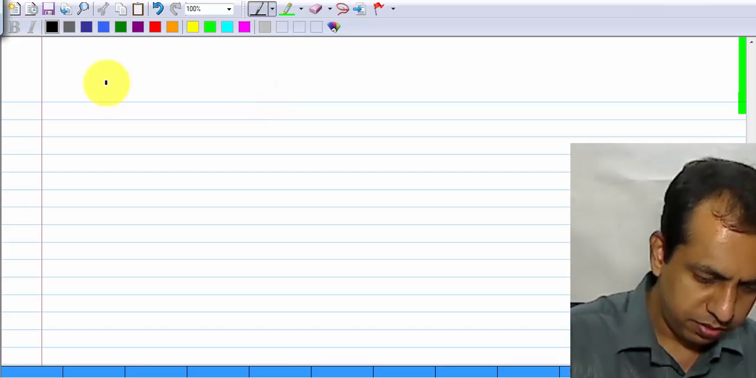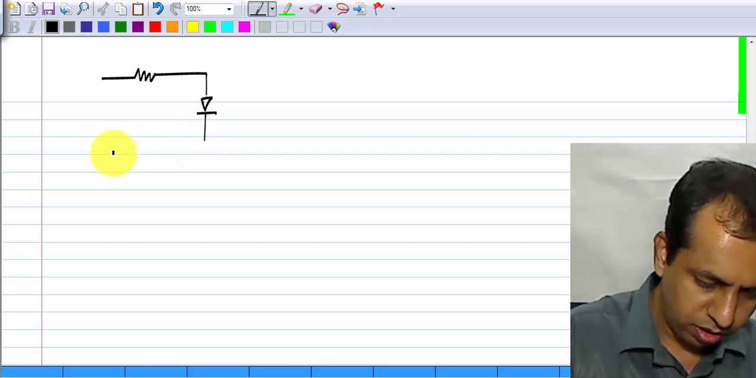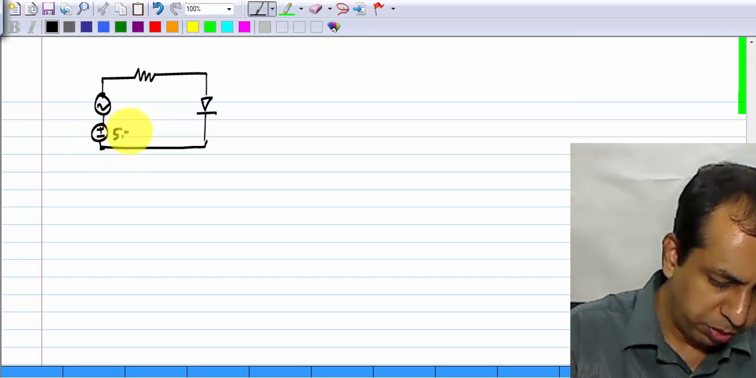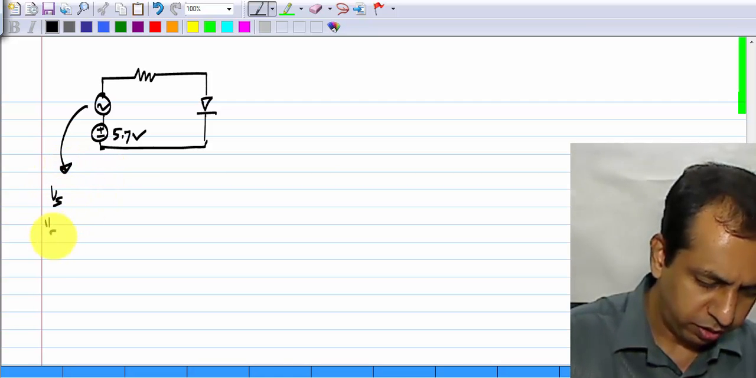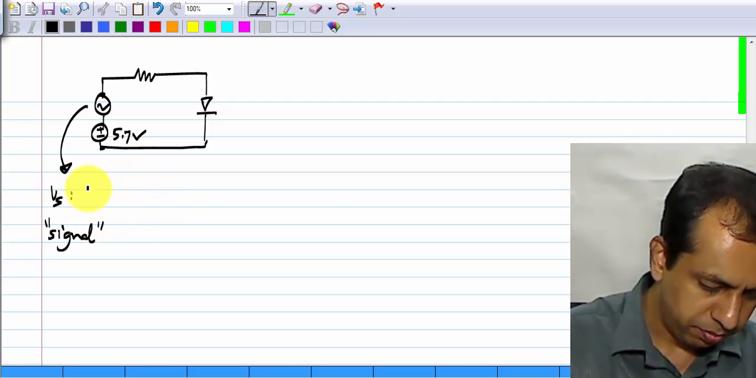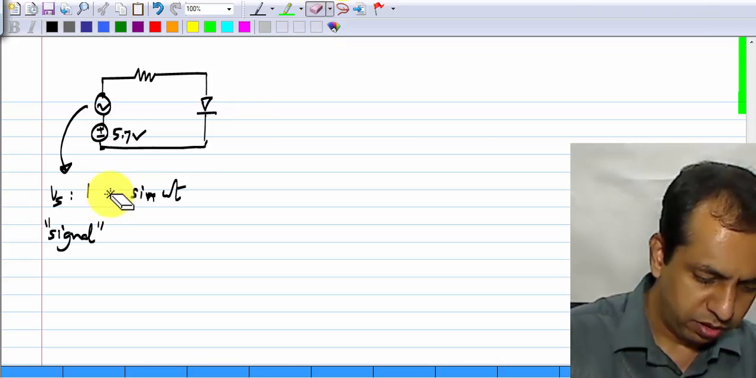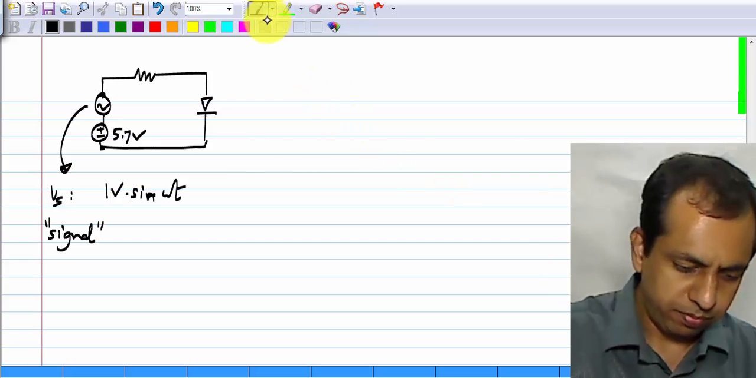So, I will show the same example with, let us say, two sources in series. So, this could be, let us say, a 5.7 volt source, and this could be a sinusoidal source, okay. This is what I call a signal. This could be, let us say, some 100 millivolt sine omega t, or maybe 1 volt sine omega t, okay.